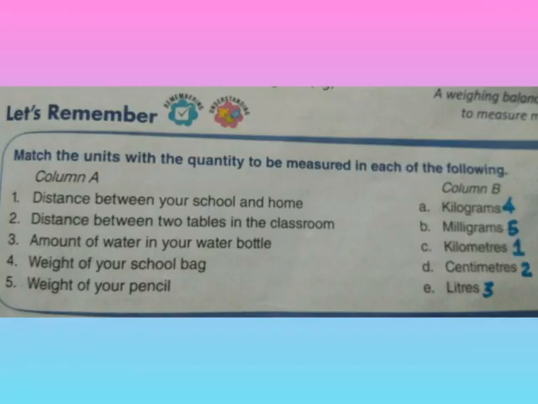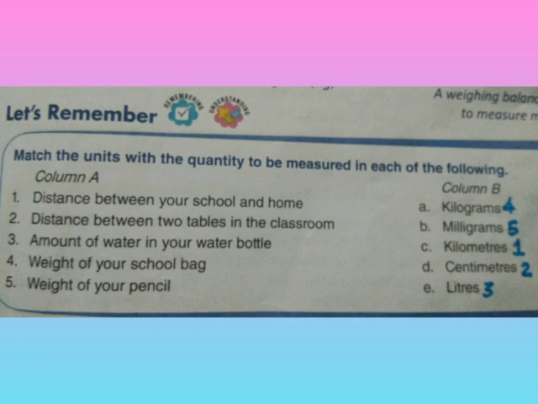Now take page number 103. Let's remember. We have to match the units with the quantity to be measured. So first one, distance between your school and home. The answer is C, kilometers. Just put the number 1. Second one, distance between two tables in the classroom. Answer D, centimeters. Number 2.